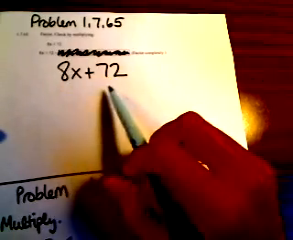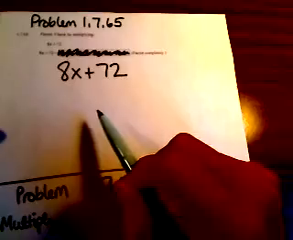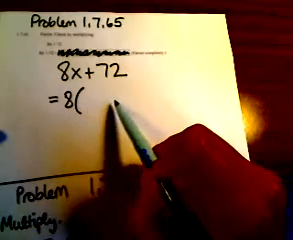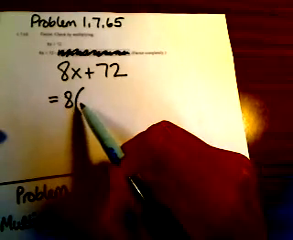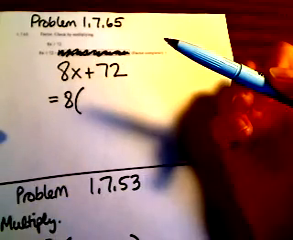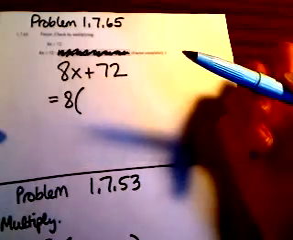And the largest thing that they share in common is a factor of 8. And so we would want to pull that 8 out. And then we're going to write a parenthesis here, and we're going to think about what do I need here so that when I take 8 and I multiply through, I get this back. Remember that factoring is essentially writing something as a product.